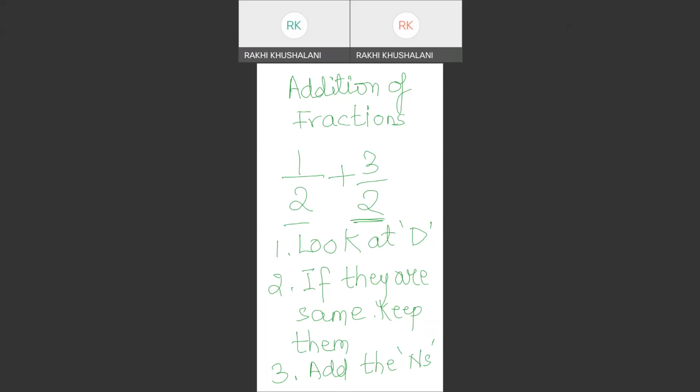So these are the three steps. Look at the denominators. If they are same, keep them, add the numerators. You can pause the video here and you can write this down, please. And I will also wait for 30 seconds for you all. And then we'll move ahead. This is addition of fractions. Let's move to the other screen.